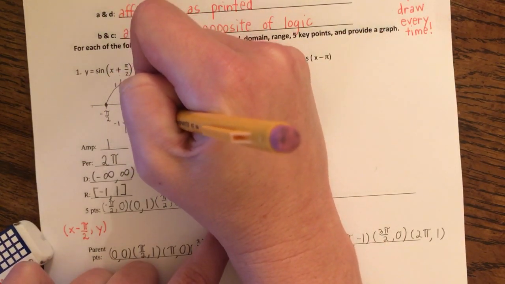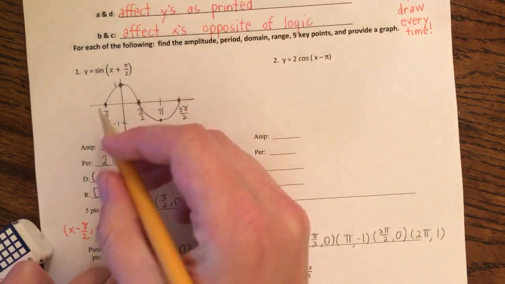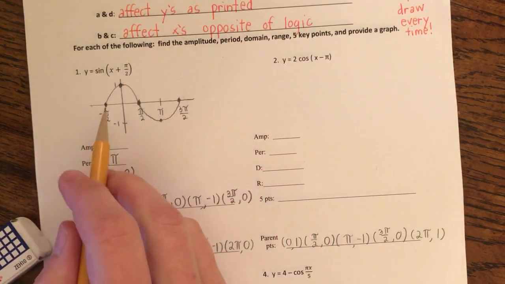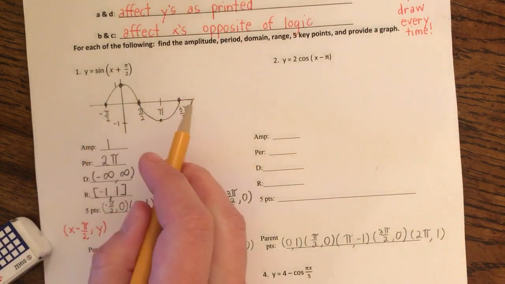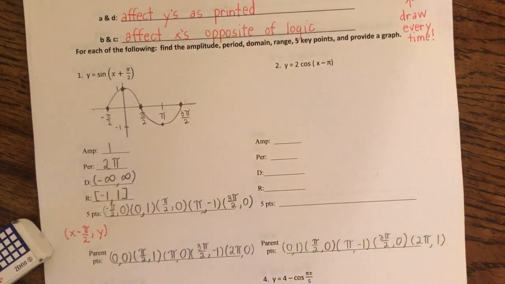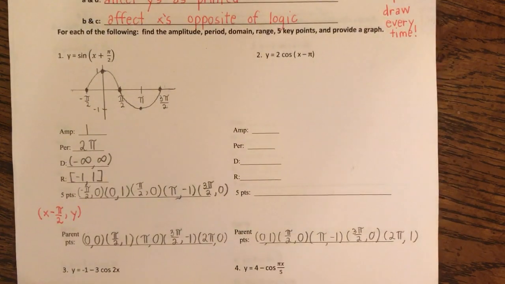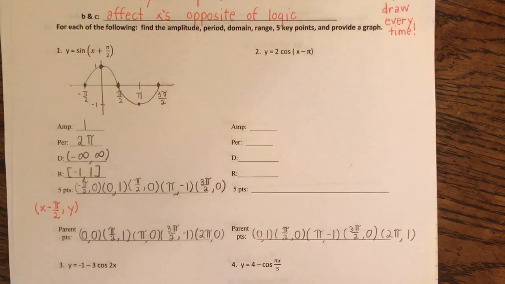So that sine graph is still, our starting point is here on the axis. It didn't shift up or down any, so we don't need to draw our midline because our midline is still the x-axis. So that's number 1. Look at number 2. On number 2, we're dealing with cosine.